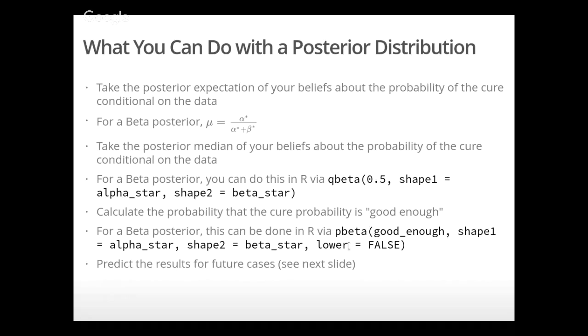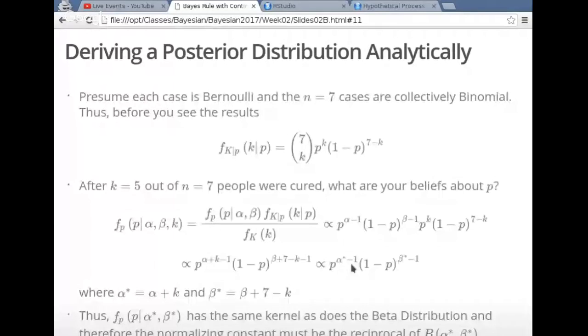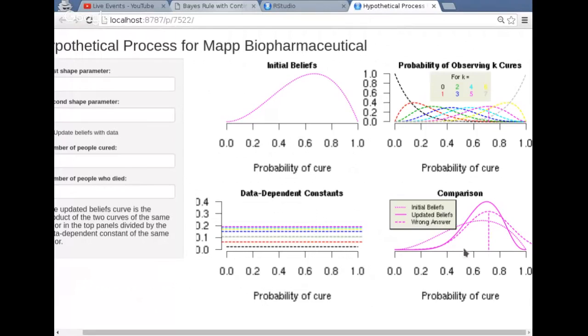But if you want the area to the right as opposed to the area to the left, you need to specify lower equal false. If I go back here, I didn't calculate this, but let's say 0.6 is good enough. How much area is to the right of 0.6 under the solid pink curve? I don't know. But if that's high enough for you as the decision maker, and 0.6 is your threshold, then you can say, okay, there's maybe a 70% chance that this is good enough, and maybe we can go with that from there.